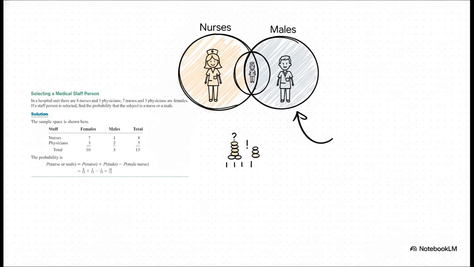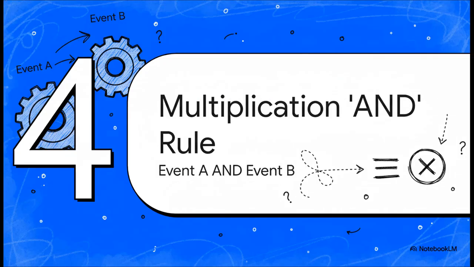This medical staff example shows exactly why that's so important. We want the probability of picking someone who is a nurse or a male. So we add the probability of being a nurse, 8 out of 13, to the probability of being male, 3 out of 13. But wait a minute, one of those staff members is a male nurse. He just got counted in both groups, so we have to subtract that one person who's in the overlap to get the correct answer.